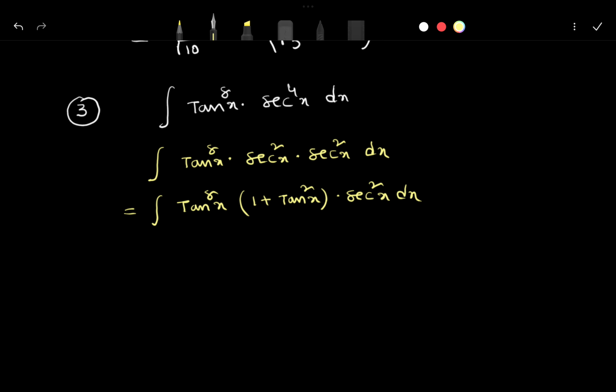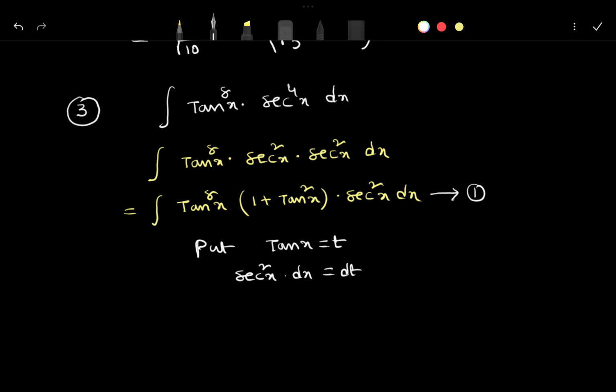Now after that put tan x is equal to t. So now tan x is equal to t, differentiating on both sides with respect to x, secant square x into dx is equal to dt. So now you substitute this value in the above result 1.